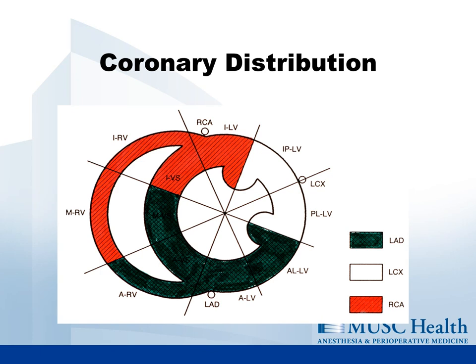Distribution. So remember, your RCA is going to do most of your right ventricle. Your LAD is going to do most of your left ventricle, and your circ is going to hit a little bit of your left ventricle. And remember, the LAD will do a little bit of your right ventricular wall as well.